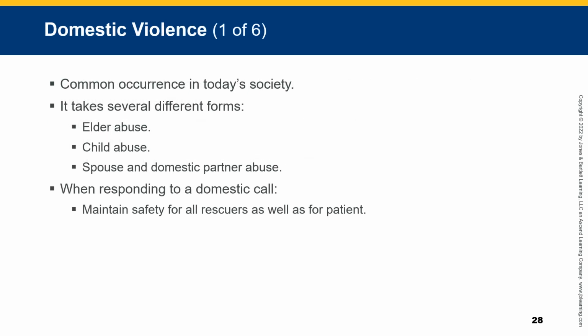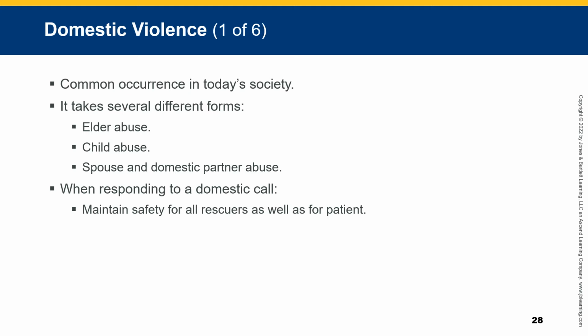We're going to move on now to domestic violence. Domestic violence is a common occurrence in today's society. It's actually always been an occurrence in society, but it's much more widely known about, discussed, and reported on than it was in times past. Its different forms include elder abuse, child abuse, and spouse and domestic partner abuse.